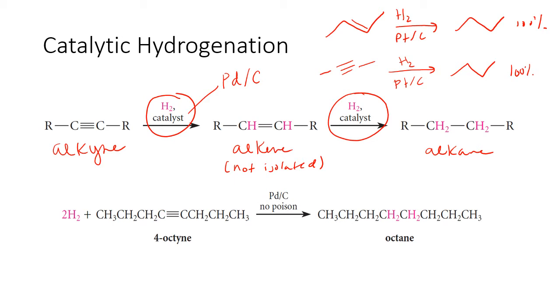For example, if we start with 4-octyne and we use our hydrogen with a catalyst, we'll talk about what this no poison means in a second. You get octane as your product. You can see where 4 atoms of hydrogen were added because we had 2 degrees of unsaturation. So right across the triple bond.